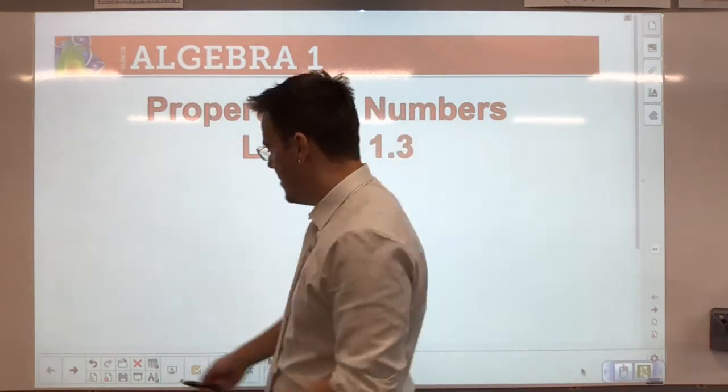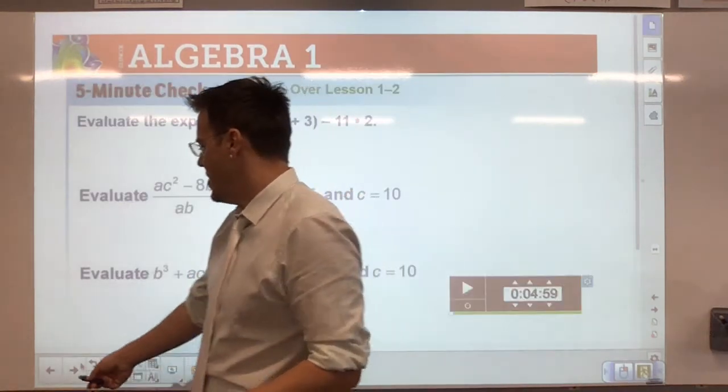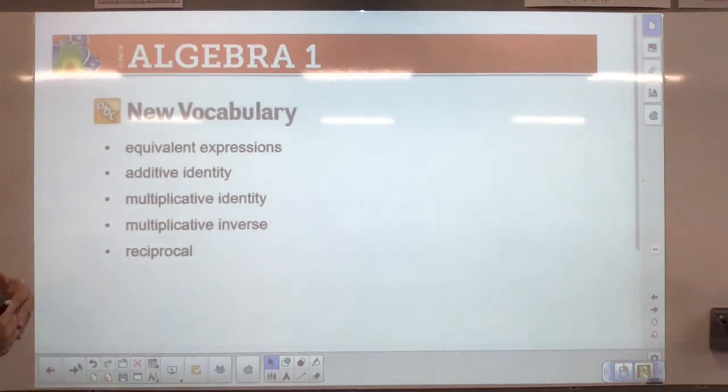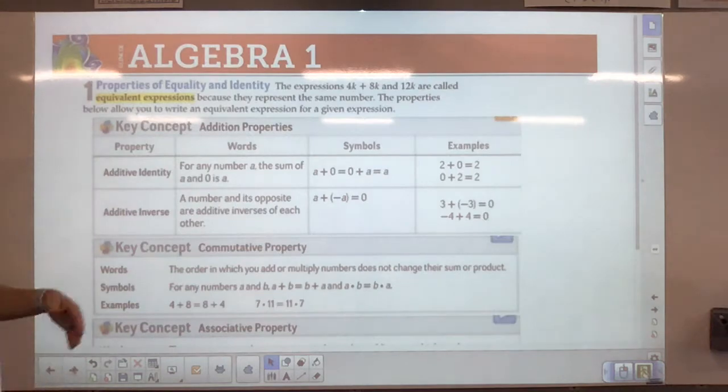First, we have bell work on here, but we're not going to really focus on that. Instead, we're going to talk a little bit about the properties, and there are a lot of them in this lesson today. Here they all are.